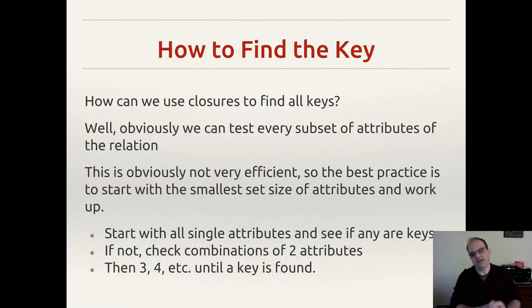So that's the idea here. Obviously this isn't the most efficient way to do it, but usually a well-designed table is not going to be leading you down all these crazy amounts of keys. Most of the time in the real world, you're going to be working with 1 or 2 attributes that combine to make a key, and using this will find it relatively quickly.